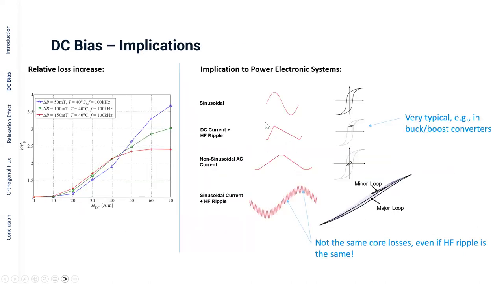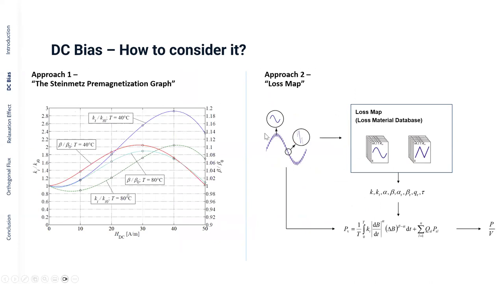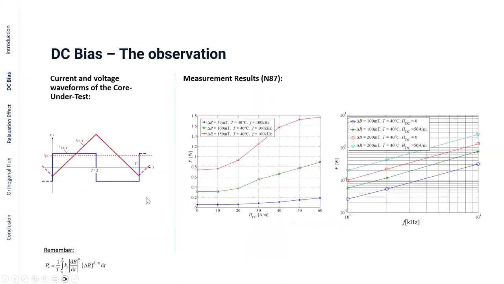Now, how can you take this into consideration? Basically, there are 2 ways of doing it that we are aware of. One is the so-called, well, this is something we derived at that time when we did this analysis, the Steinmetz premagnetization graph. It basically tells you how the Steinmetz parameters change as a function of the DC premagnetization of the magnetic field strength. So basically, if you have, let's say, this case, you go calculate the HDC here.